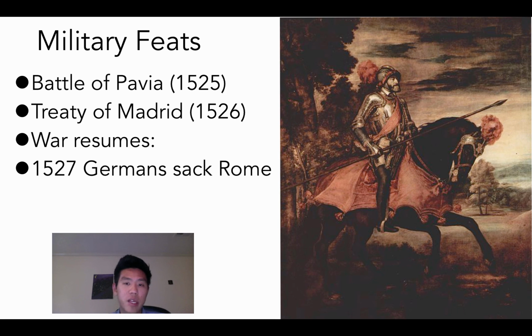Europe is going to be kind of in shambles because Rome's like a major capital, right? And so this kind of ends as far as militarily for Charles, because he's going to deal with what we call the Protestant Reformation, which is going to cause even more trouble for him to bring unity amongst his empire.